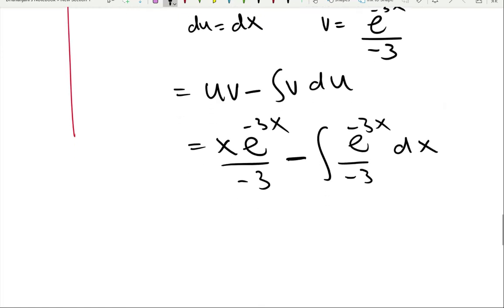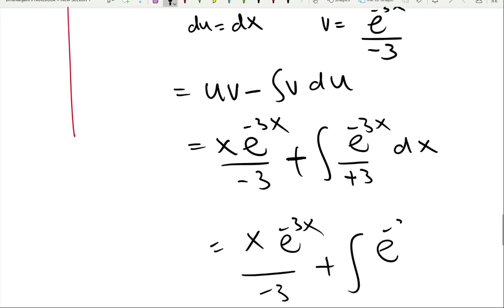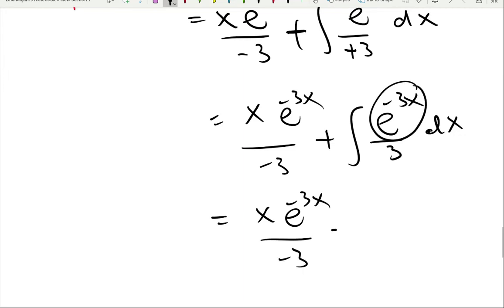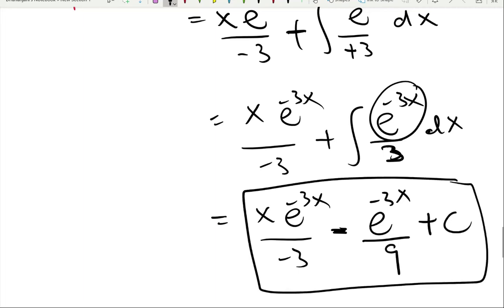Alright, so here negative negative is plus, we can simplify that, so x e to the negative 3x over negative 3, plus you have to integrate e to the negative 3x over 3. Alright, so if you integrate e to the negative 3x, you get e to the negative 3x divided by negative 3, that is why I had the minus here. If you divide by another 3, that 3 and this 3 will multiply, not add: 3 times 3, 9, plus c, right? Okay, so this is the answer.